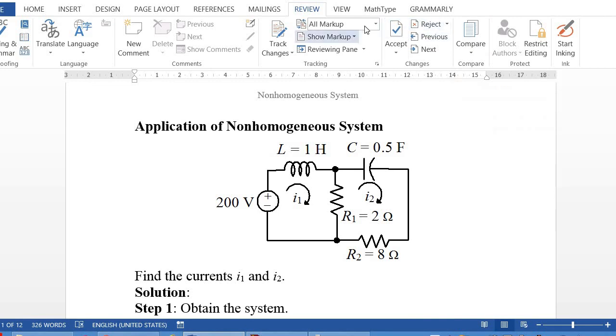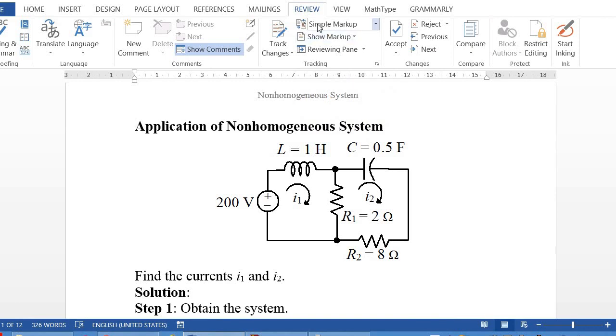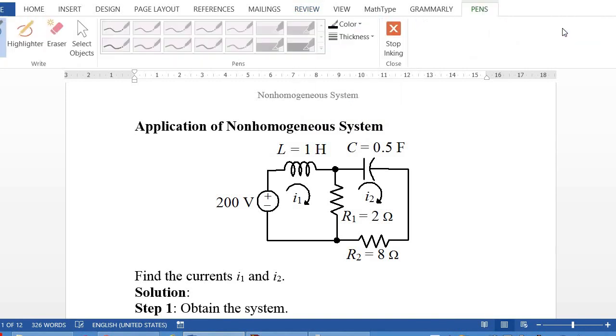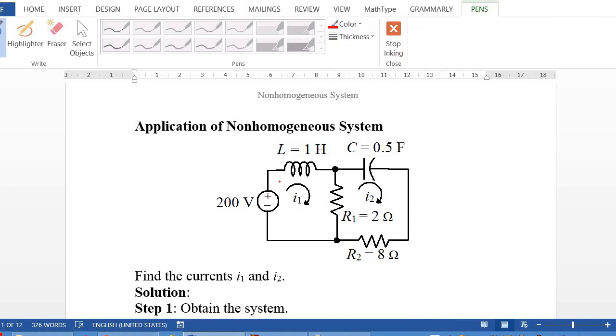Today we are going to learn the application of non-homogeneous systems. For example, given this network circuit, find the currents I1 and I2. So first step, we have to obtain the non-homogeneous system.